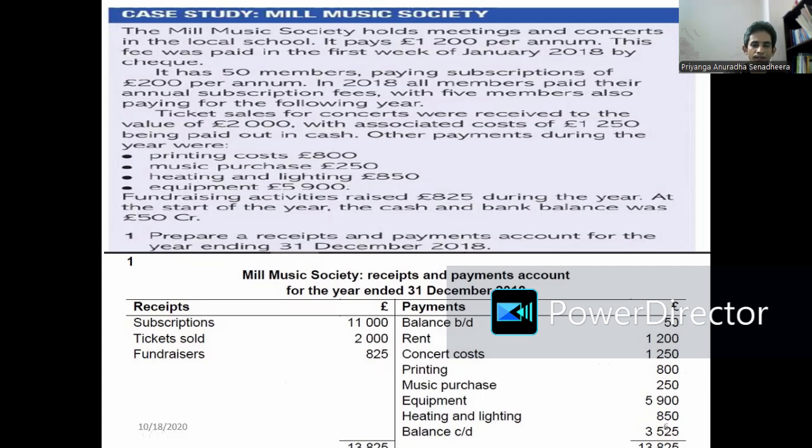And the opening balance is a credit balance. So balance brought down is a credit balance of 50. So the next step for you to do is to balance this off. When you balance off, the higher side will be this side, and you get the total figure on this side. And when you balance off, you get a balance carried down figure of 3,525. So this is the way you need to do your receipts and payment account. This closing balance figure is important for us if we are asked to prepare a statement of financial position. So that will be our important balance.